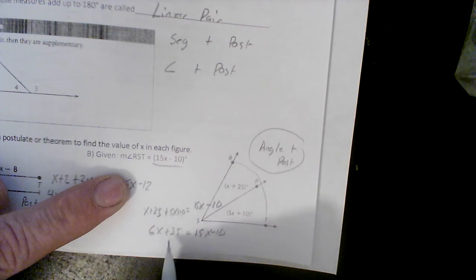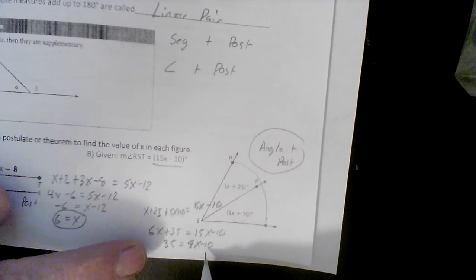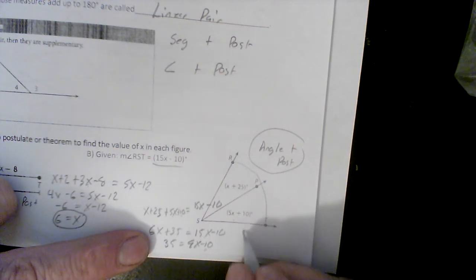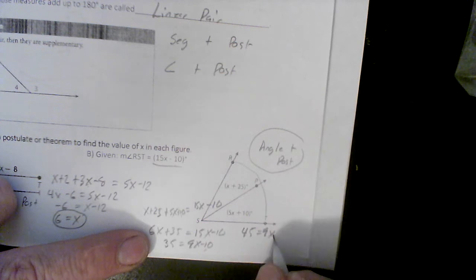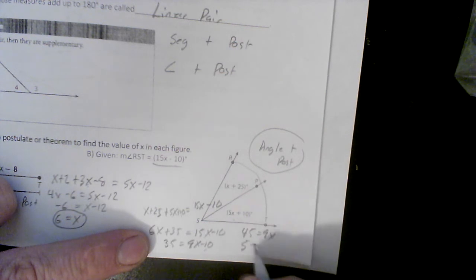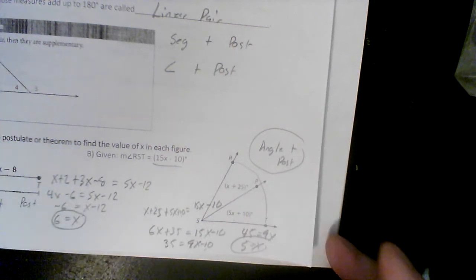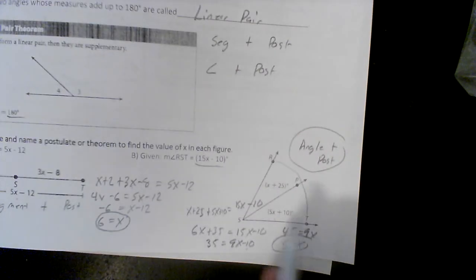We'll subtract 6x. It gives me 35 equals 9x minus 10. We're going to add 10, which gives me 45 equals 9x. Divide by 9: 5 equals x, and we're done with those. So there's a sample with segment addition and angle addition, and alright, here's a linear pair.